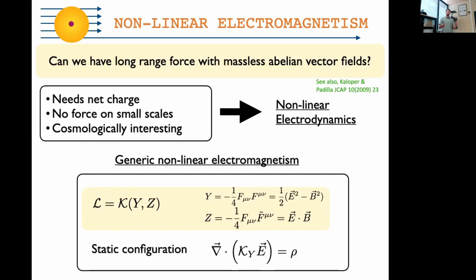So how do we generalize electromagnetism to nonlinear electromagnetism? Well, simply we promote the standard Maxwell Lagrangian to a generic function of these two, which are the Lorentz invariant quantities that can be constructed from the electromagnetic tensor. One is the standard F_{μν}F^{μν}, which is the Maxwell term, and the other one is the dual, which, as you can see, involves the product between the electric and the magnetic field.